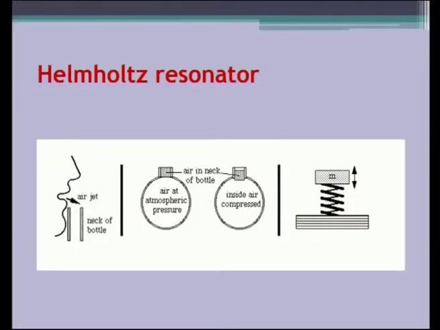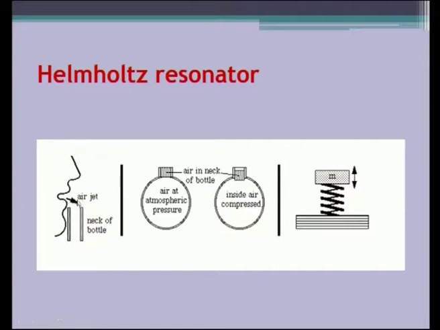A mild blow itself will produce a resonance in the air column contained in a container. That is what is called a Helmholtz resonator. We will see how it looks. See, this is how the Helmholtz resonator looks, and this is the principle behind it, and this is the neck of the bottle. Here the bottle itself is shown.